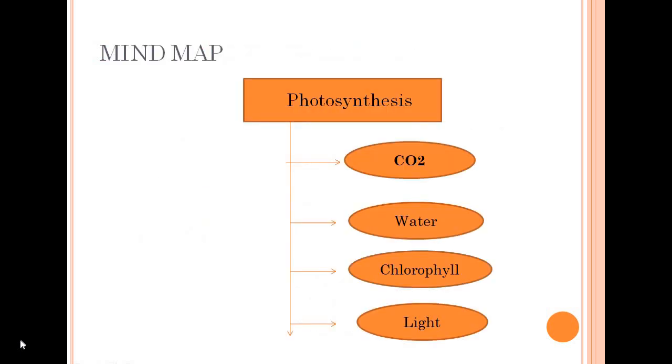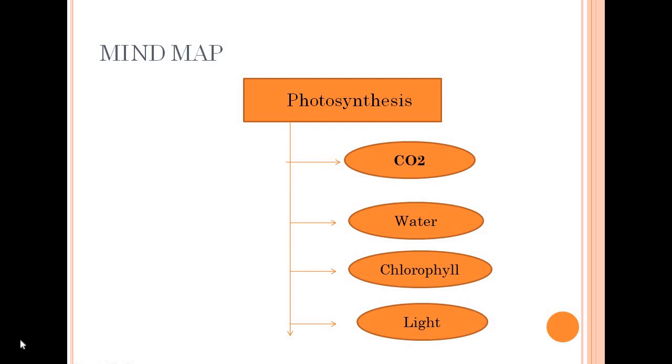Now we have discussed in this lesson the conditions necessary for photosynthesis. Even in this mind map, I am just going to recapitulate the class by saying that there are 4 important conditions. The first one is carbon dioxide, which gets entry into the green plants through the stomata.